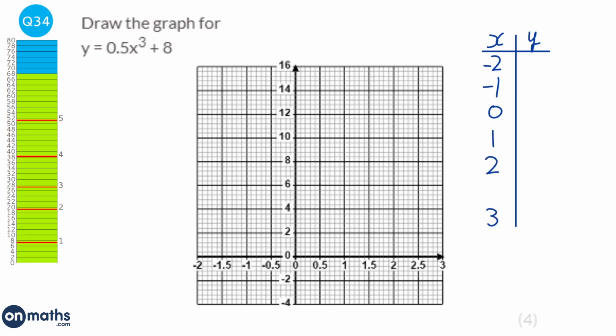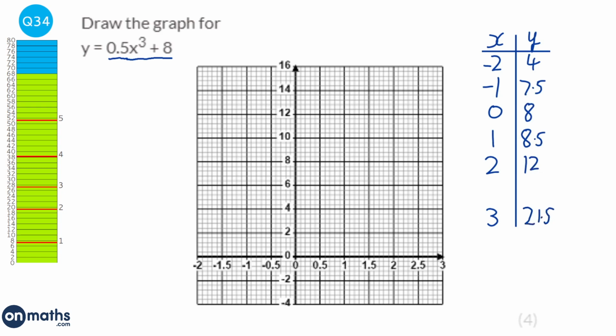So what I'm going to do is type these into a calculator. I'm going to type in 0.5 times brackets minus 2 close brackets cubed plus 8 into the calculator, and that gives me the answer of 4. I do the same with minus 1, that gives me 7.5. 0 gives me 8. 1 gives me 8.5. 2 will give me 12. 3 will give me 21.5.